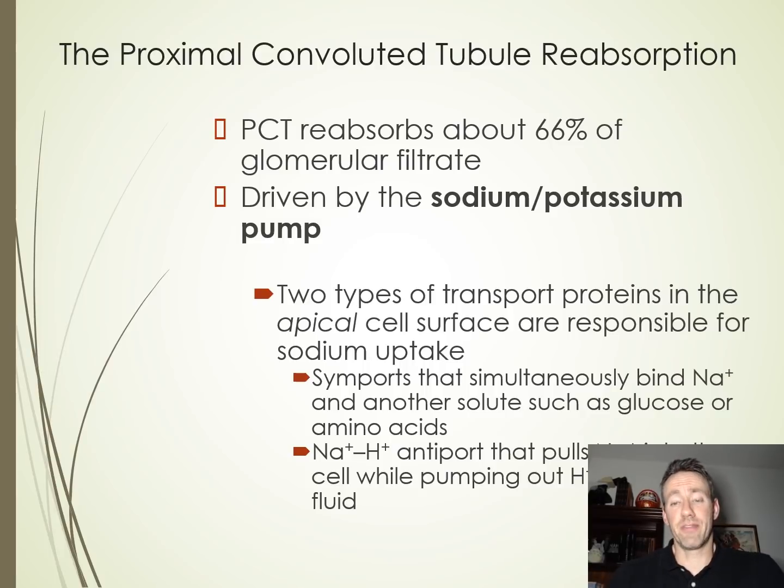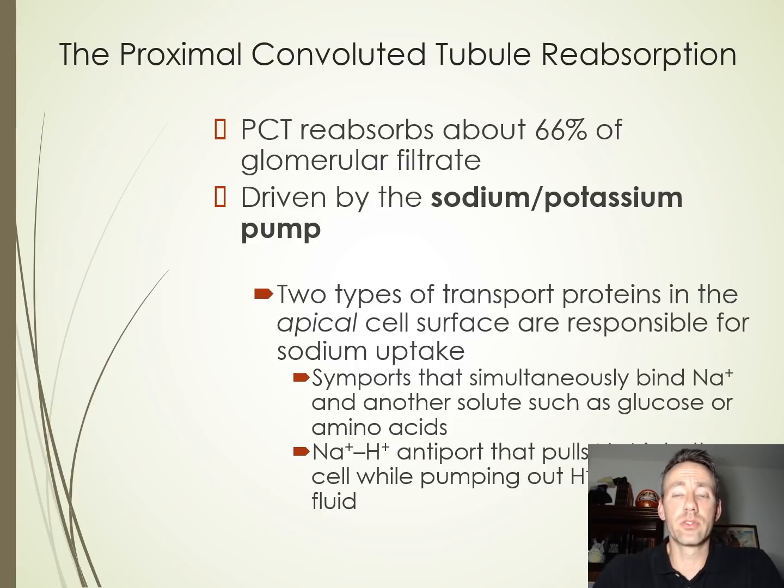So I want to talk specifically now about the proximal convoluted tubule. We're going to talk about each section individually: the proximal convoluted tubule, the loop of Henle, and the distal convoluted tubule, because each section functions a little bit differently in terms of how it reabsorbs, what it reabsorbs, and how it secretes and what it secretes.